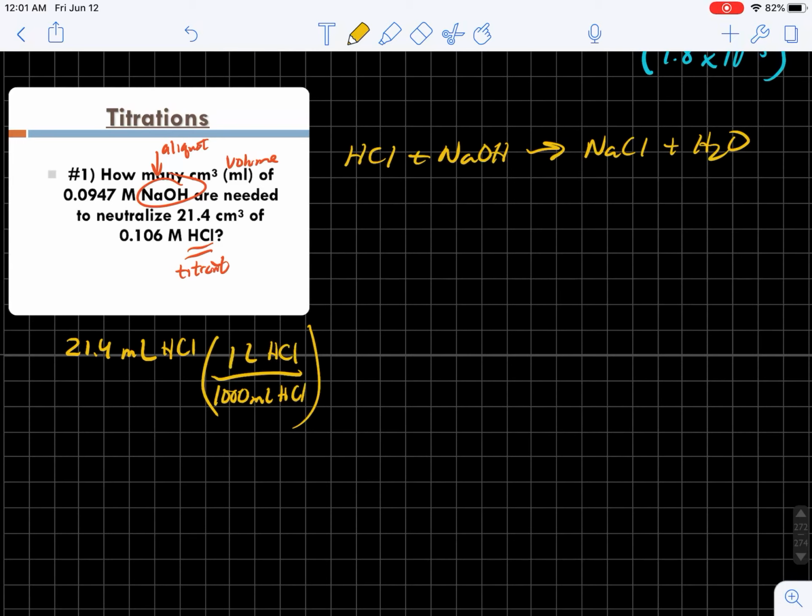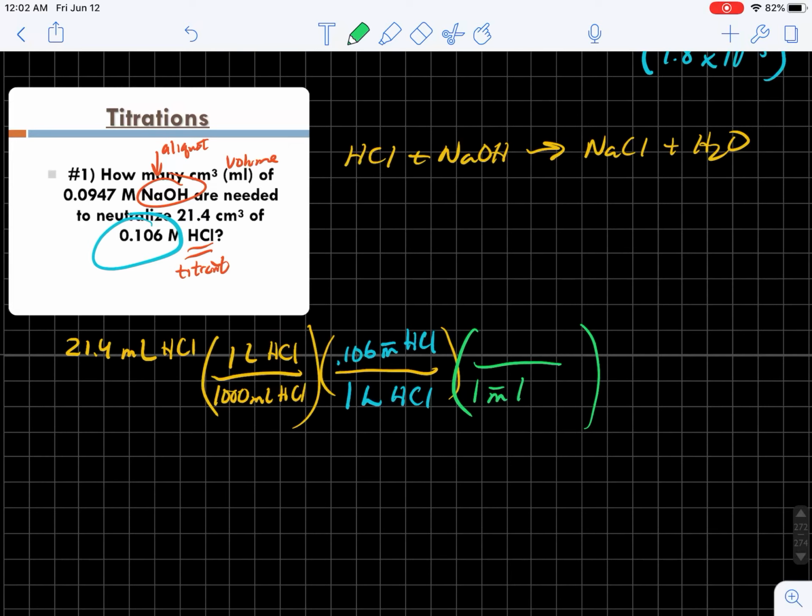All right, so 1,000 milliliters of HCl is 1 liter. Wow, it's been a while since we've done this. And according to the molarity given in the problem, at 0.106, I'll stay with that color. That means that for every 1 liter of hydrochloric acid, you have 0.106 moles of hydrochloric acid. Now, according to the balanced equation, for every 1 mole of hydrochloric acid that you use, you consume 1 mole of sodium hydroxide.